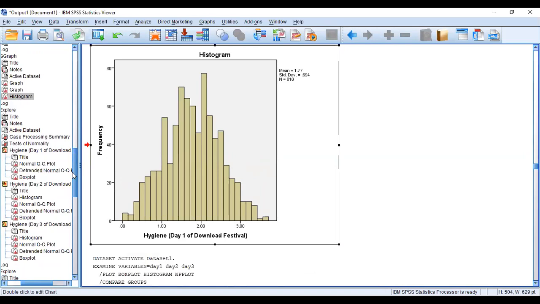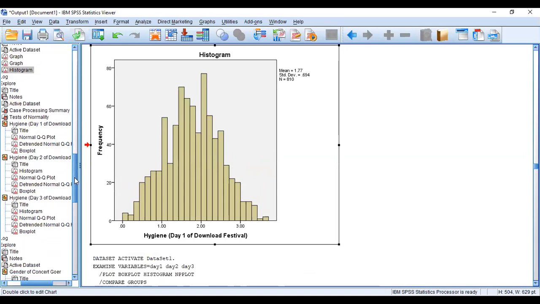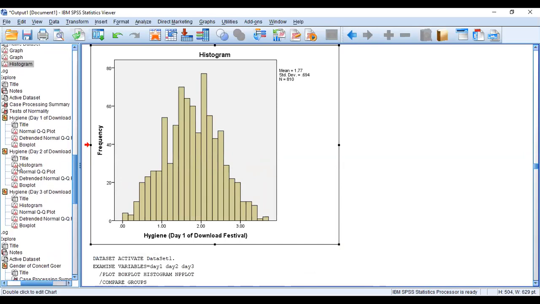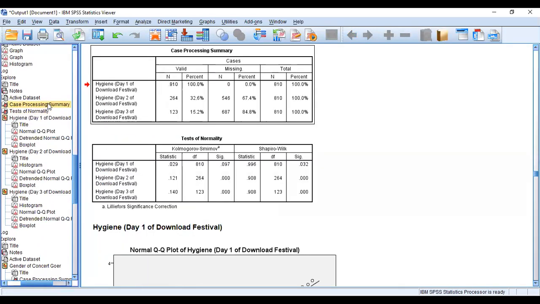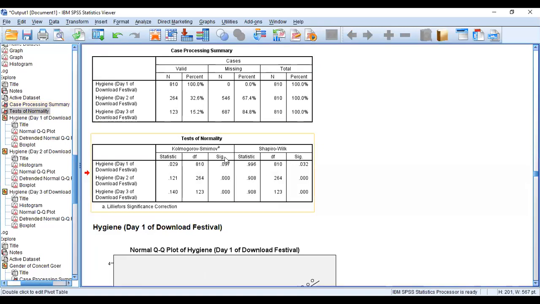So through descriptive statistics we can understand the values of skewness and kurtosis. So here day 1 score, test of normality and case processing. Here we can check, in day 1 all 800 were present, 100%. Day 2 only 264 were present, and day 3 only 123. Okay, here we can see the case test.